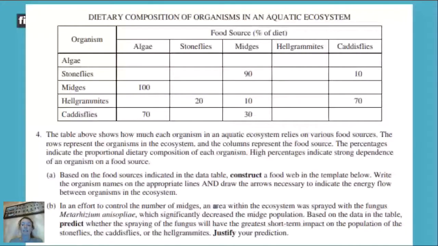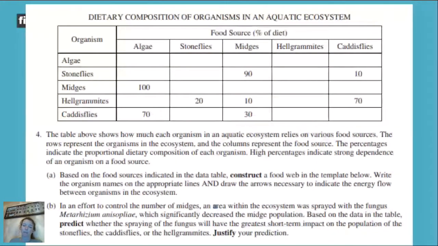High percentages indicate strong dependence of an organism on a food source. A, based on the food source indicated in the data table, construct a food web in the template below. Write each organism's name on the appropriate lines and draw the arrows necessary to indicate the energy flow between organisms in the ecosystem. That's going to be 2 points, one for the bolded word of construct a food web, and the second is after that, drawing the arrows.